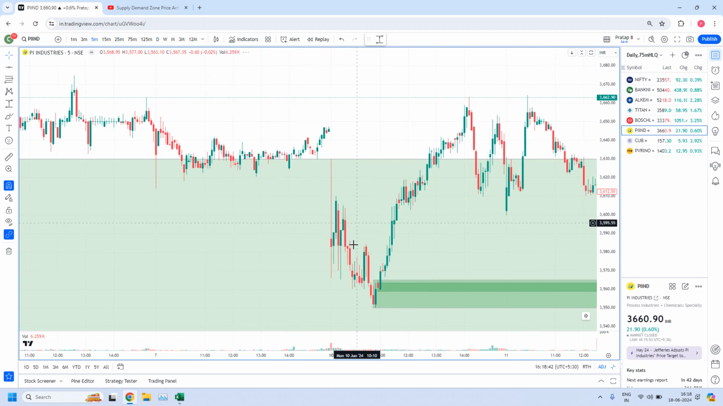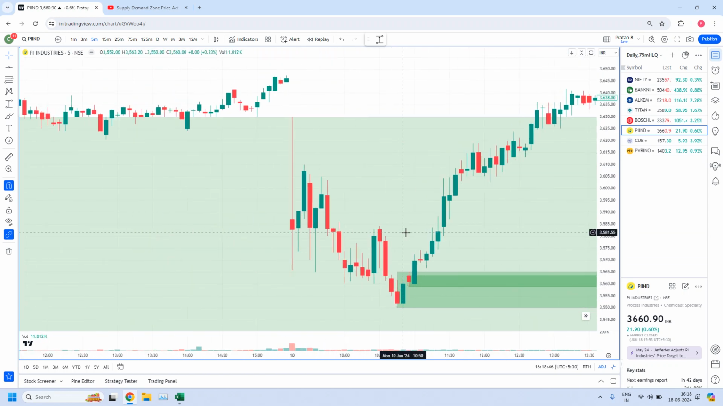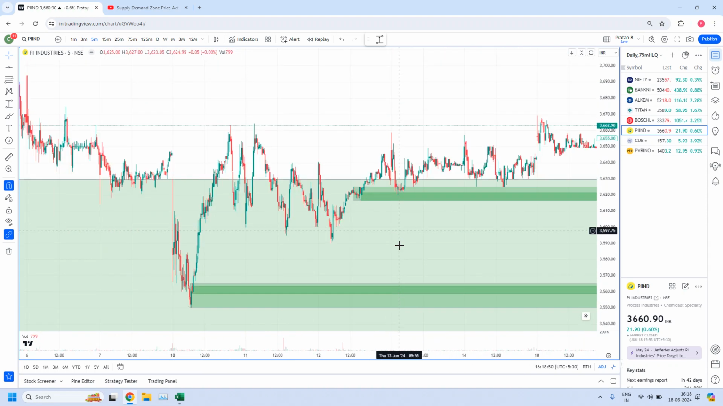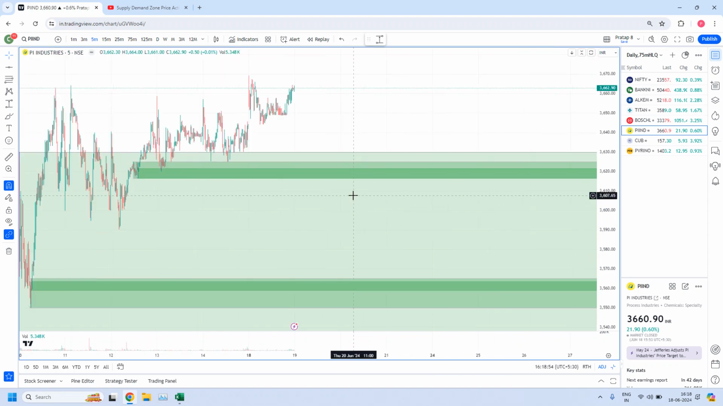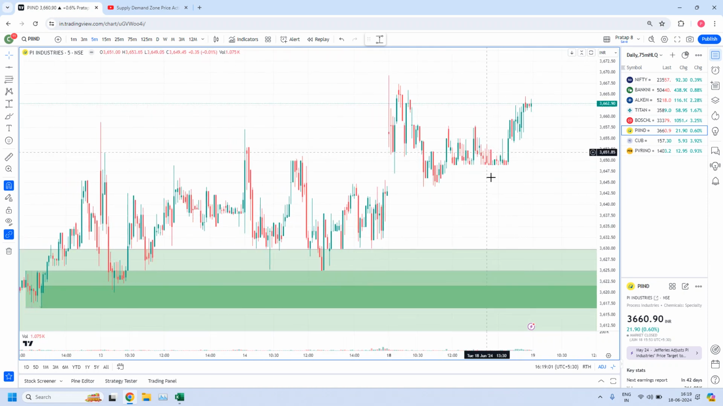But below, again we have another fine-tuned 5-minute zone. We have a rally, base, rally. This is a fresh zone. So this is the one you can plan a trade. But anyway, today prices did not enter into this zone. The price action is outside the zone only. So we didn't get a trade.